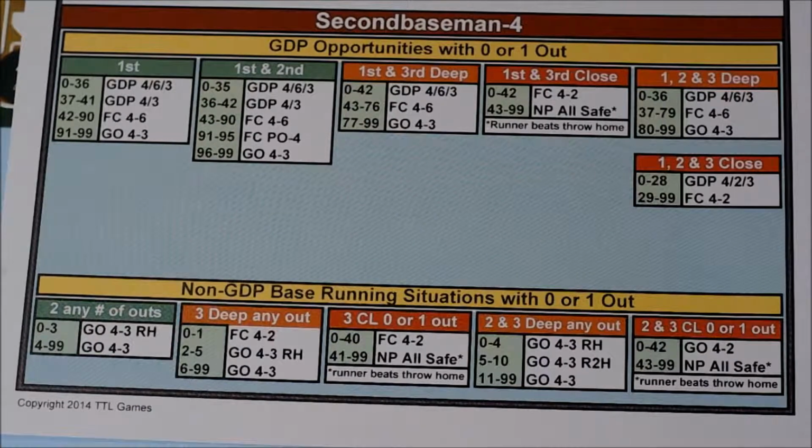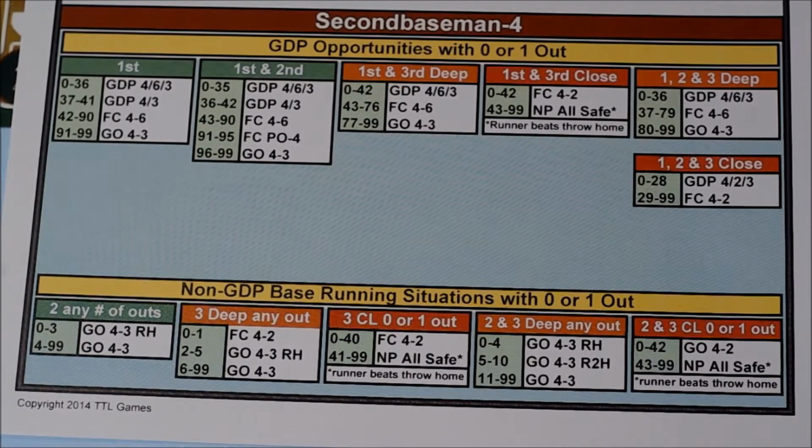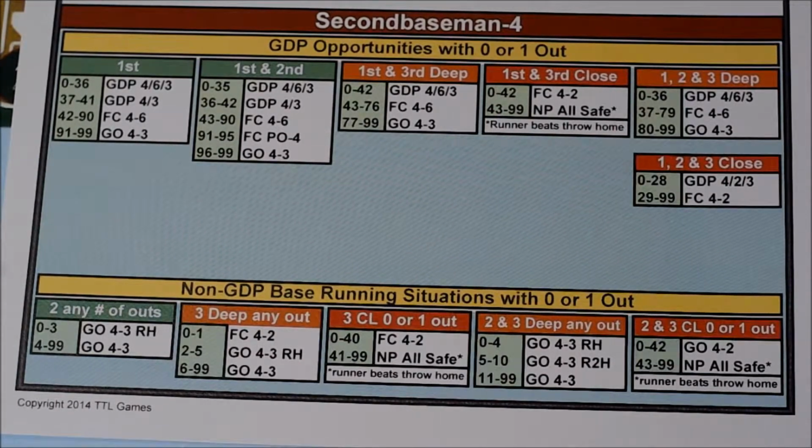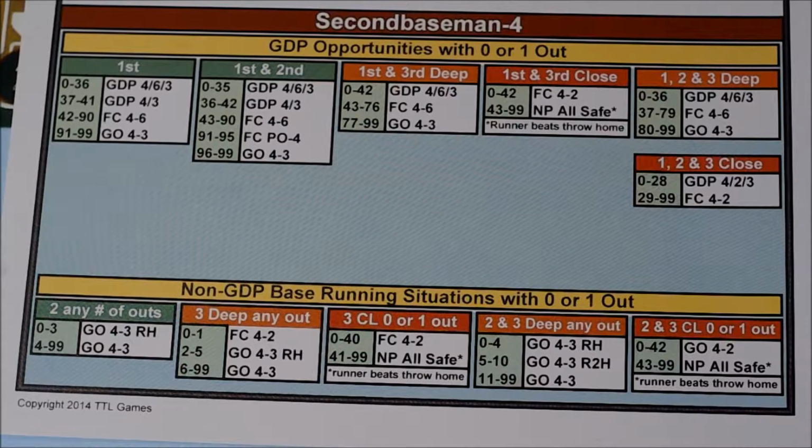James again from Life of Sport Games, and I'm going to show how to interpret ground out tables for the game True to Life Baseball.